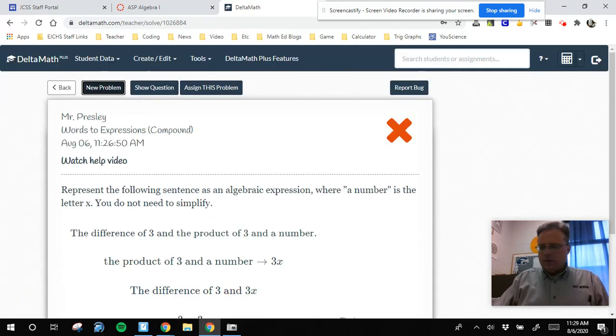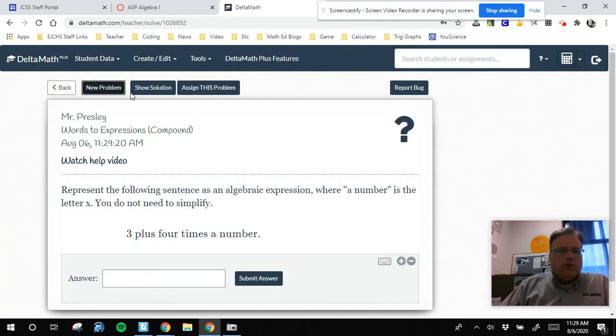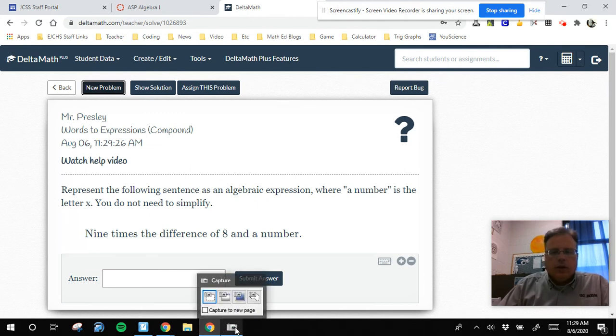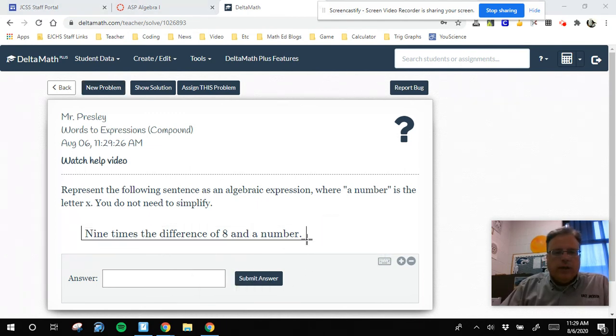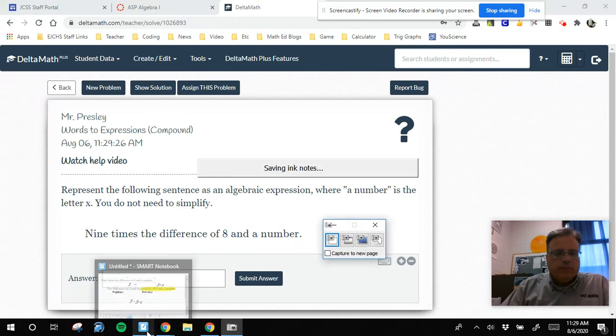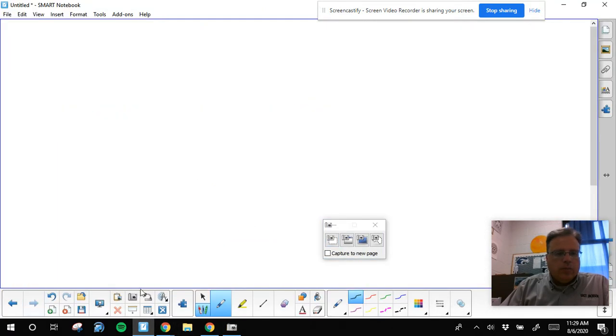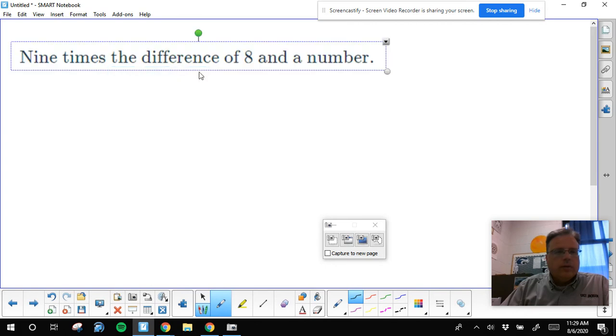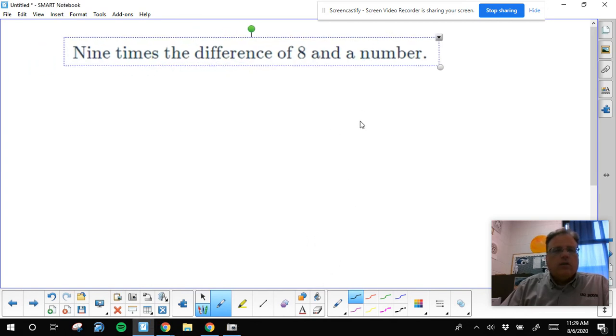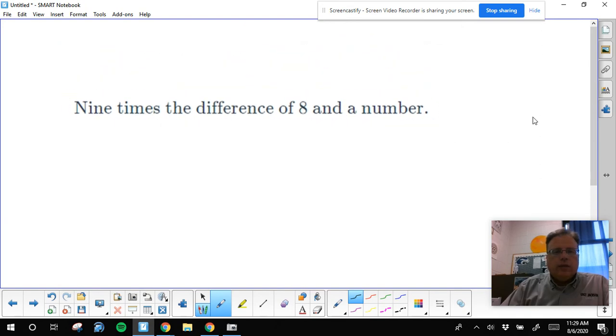Let's try a new problem. Let me look through till I find something I like. Okay, let's try this one for maybe a last example. 9 times the difference of 8 and a number. All right, so let me go over to a blank page. So 9 times the difference of 8 and a number.